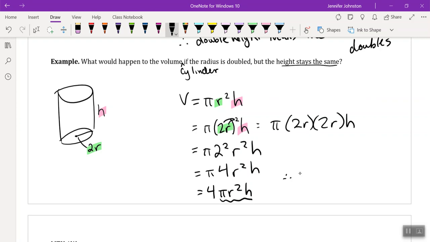So therefore, if we double the radius, what happens to the volume? The volume is 4 times bigger, or quadrupled.